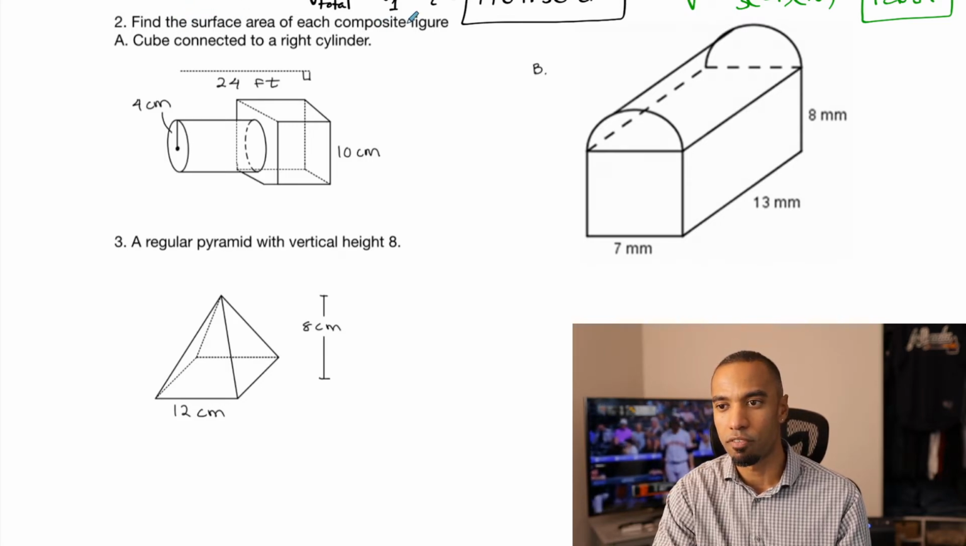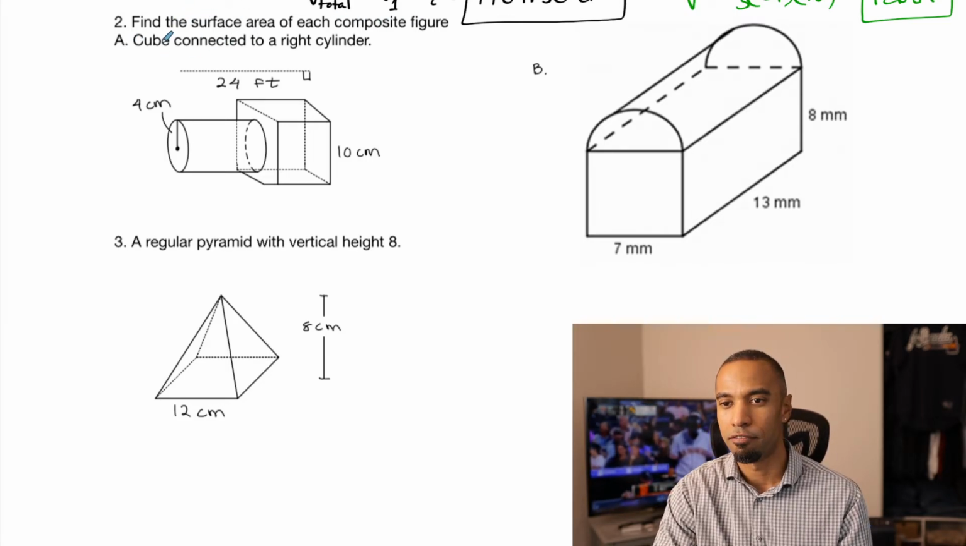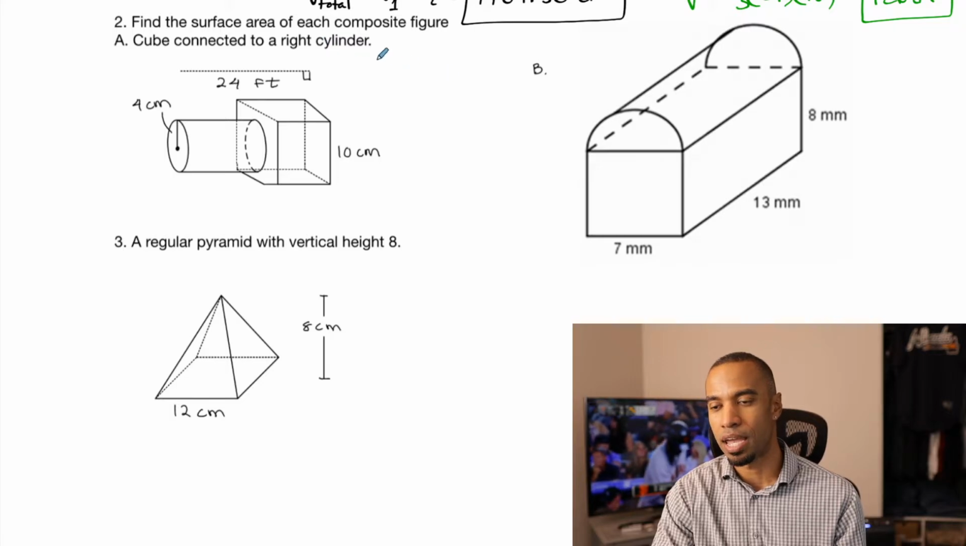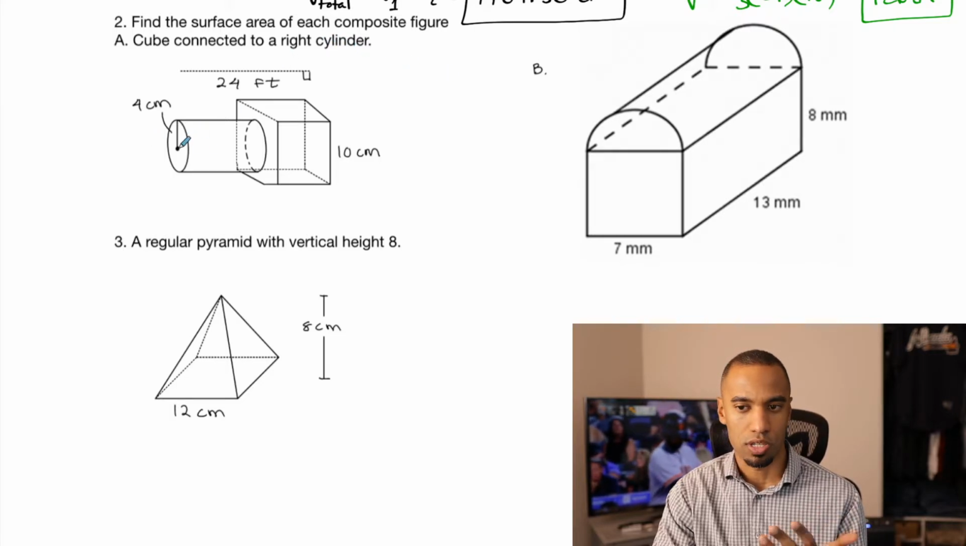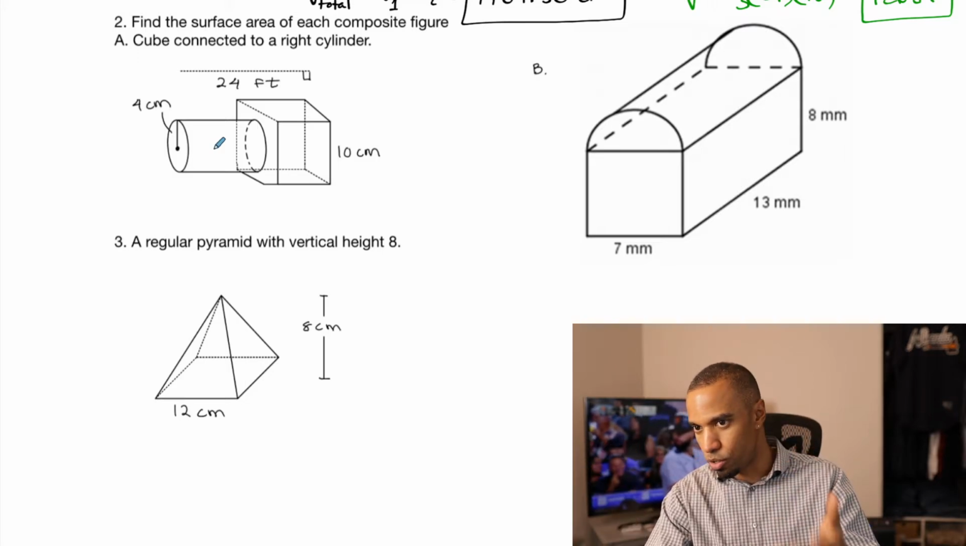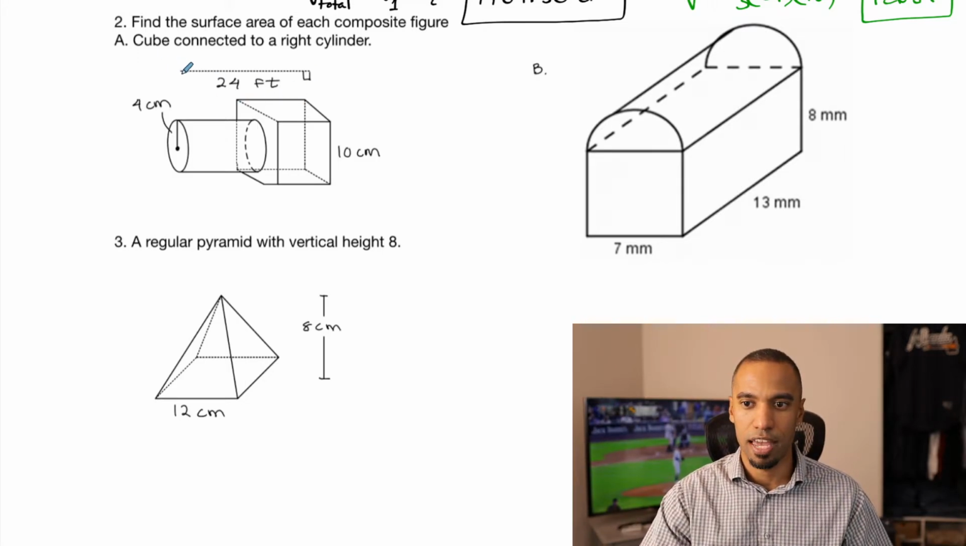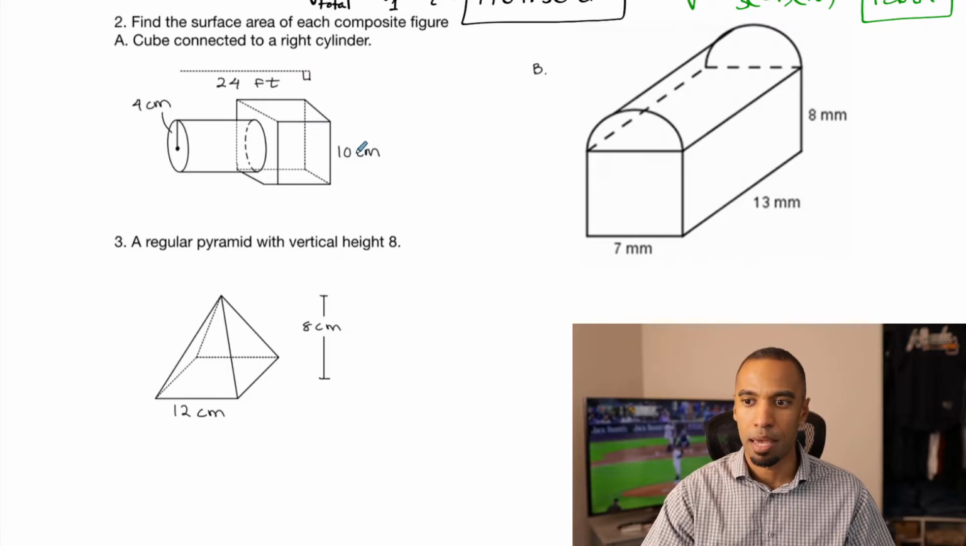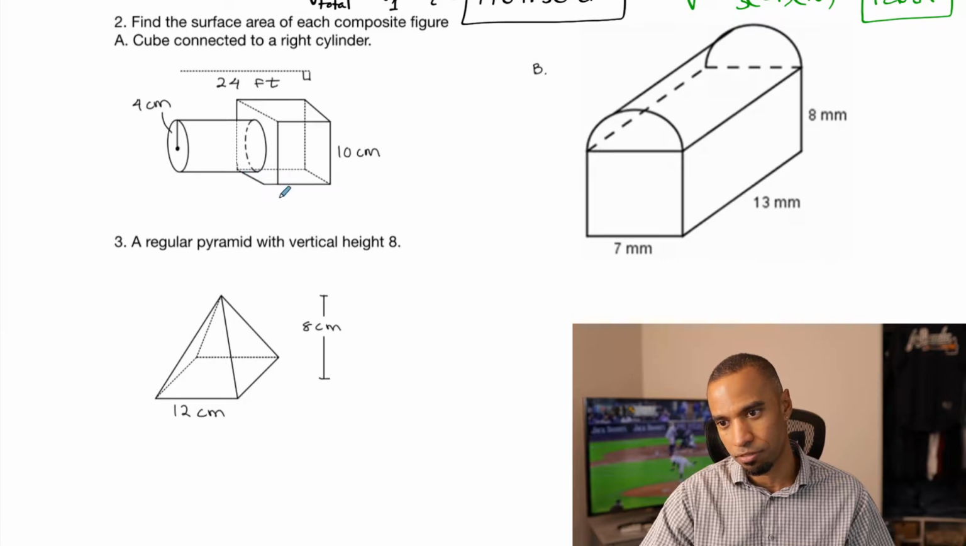Number 2, find the surface area of each composite figure. You have a cube connected to a right cylinder, so just an upright. It's not oblique, it's just straight up and down. And then we do have a cube. So it looks like there's some breakdown stuff again. 24 is the entire distance between these. They did call this a cube. That means if this is 10, the rest of these are 10, such as this drawing is a little defunct there, that's okay.